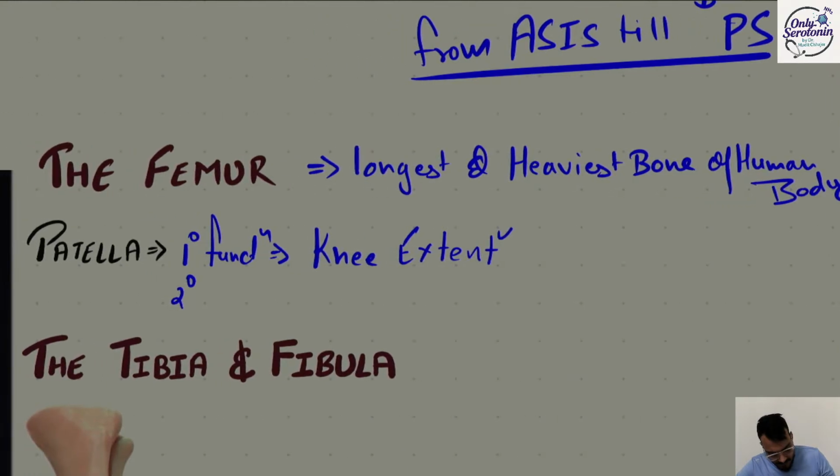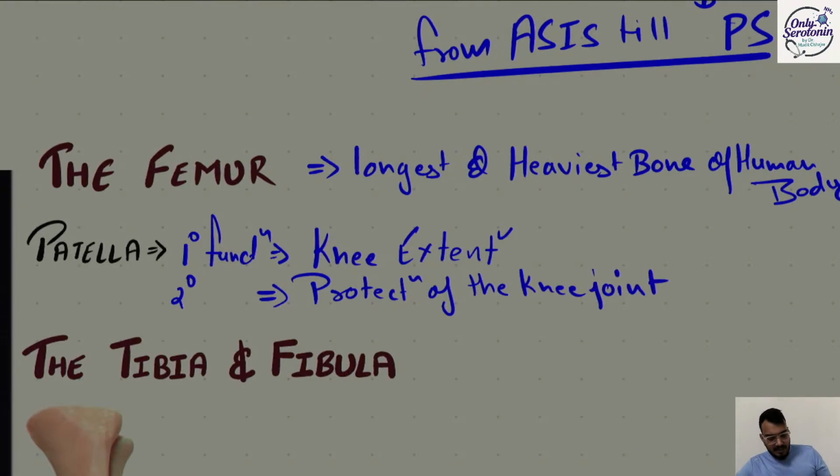And the second function is what, guys? Second function is protection. Protection of the knee. So patella is doing what, guys? First of all, patella is doing the extension as well as it is protecting the knee joint. Okay.